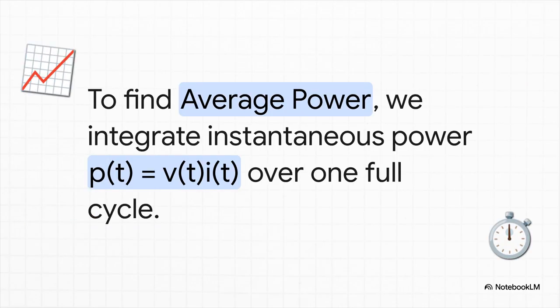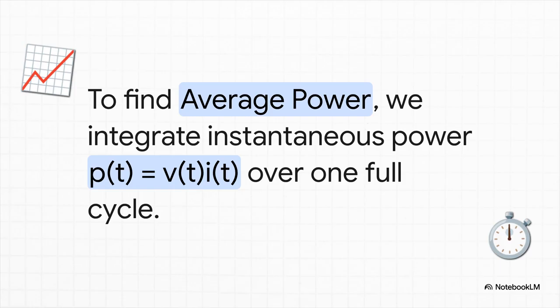All right, last big derivation, average power. We always start with the instantaneous expressions. So voltage is V naught sine omega t, and current is I naught sine of omega t plus phi, where phi is just that phase difference.